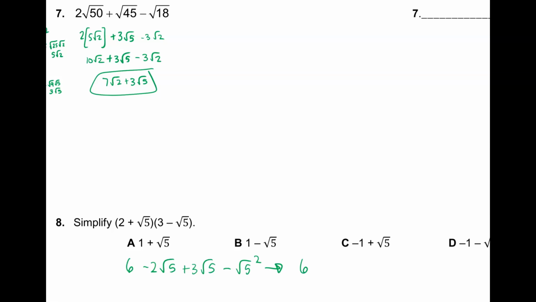What's wrong? When you multiply 2 times root 5, it's just 2 times root 5. So it's 2 root 5 now? Yeah. Okay, 2 times root 5 is 2 root 5.